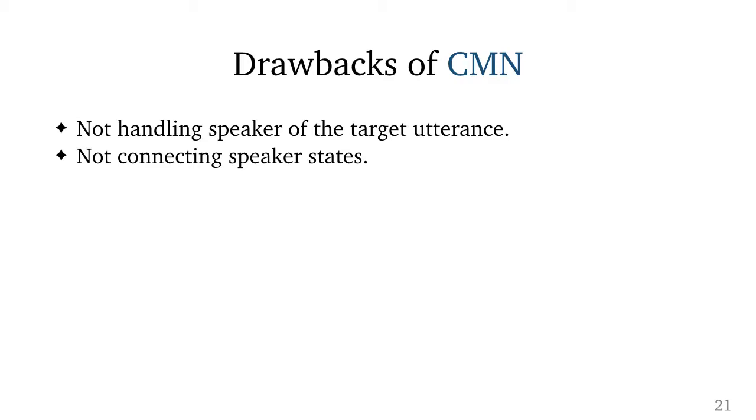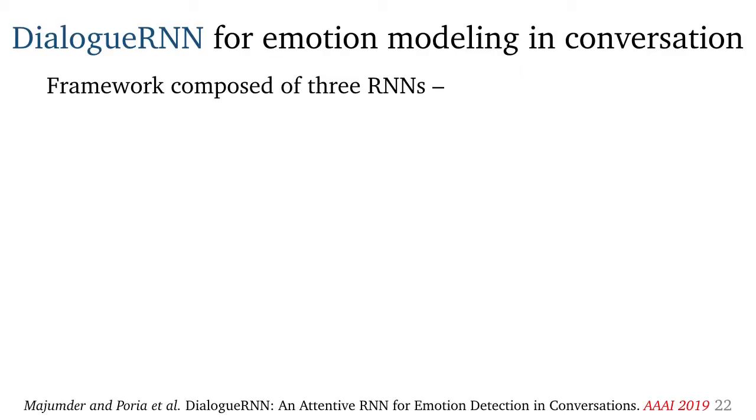Another problem is that we model the sequential nature of the utterances of a speaker. But in a conversation, the conversation flows this way. Person A speaks something, then person B, then again person A. Probably person A speaks again, then person B. So there is a sequence among the speaker order also, and we did not consider that in the model. So then we proposed this in last year's AAAI, called DialogueRNN.